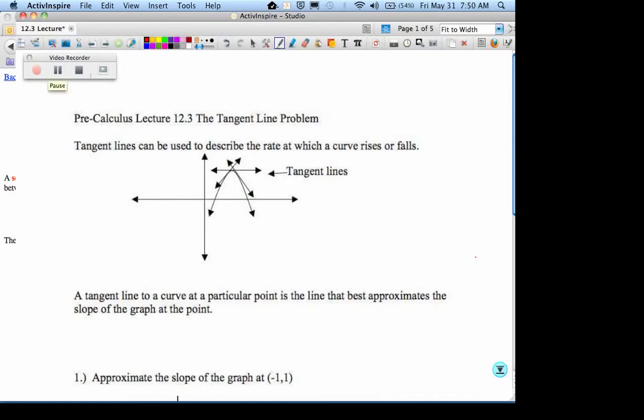Okay, so 12.3 today, this is where the lecture starts. There's some stuff about what's called a tangent line. If you remember the tangent line from your geometry days, it's a line that intersects the curve. We talked about it with circles. The tangent line intersected the circle at exactly one point.